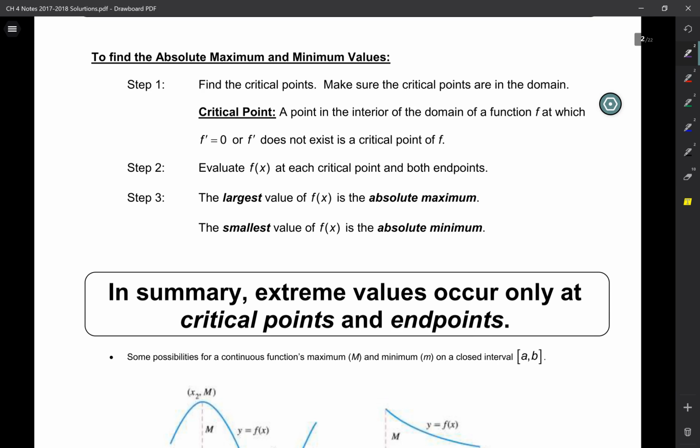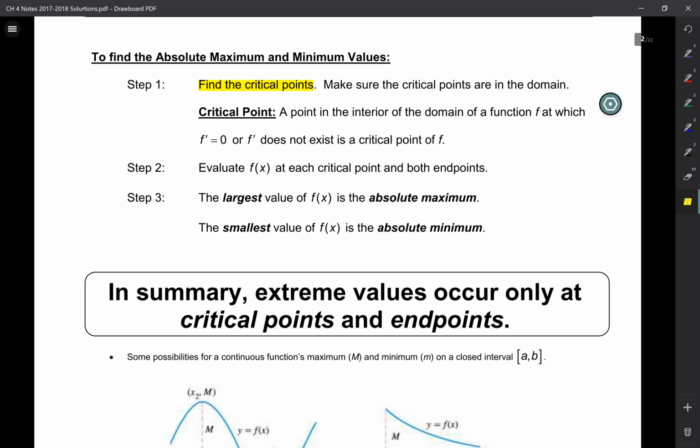Now, how to find the absolute maximum and minimum values? So 3 steps. Love this stuff. First you have to find the critical points. What are critical points? Obviously, these are points where important things happen.